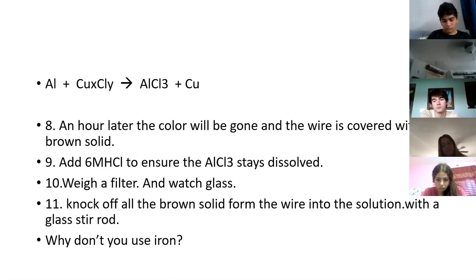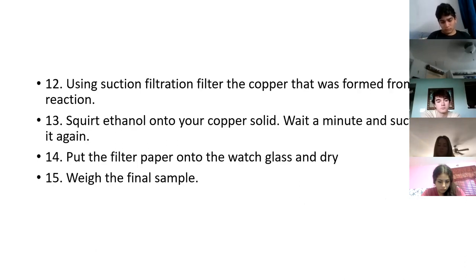Why don't I use an iron spatula? Because iron would react. Iron will react with the copper chloride. So if there's any copper chloride, if I use an iron spatula, that also is going to go into the additional weight. I'm going to use suction filtration. I'm going to separate the copper onto the filter paper.